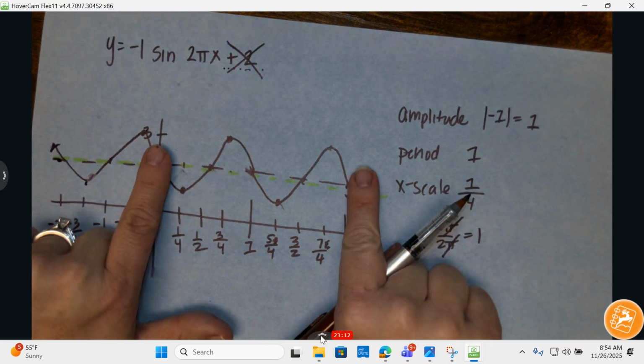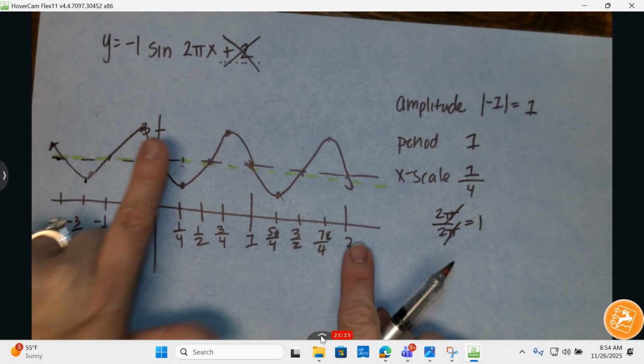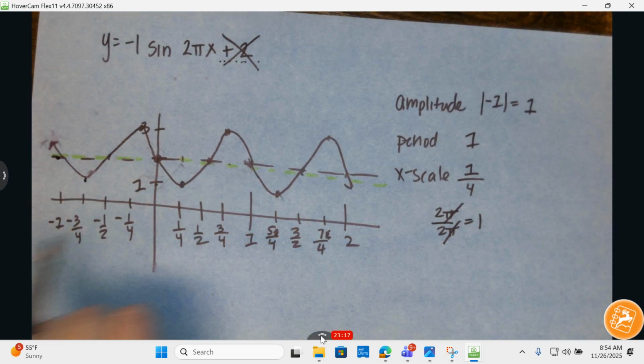We have a max in this graph of 3 and a minimum of 1.